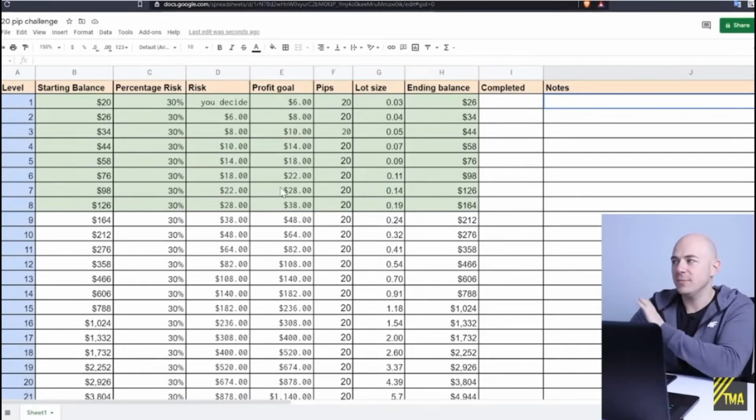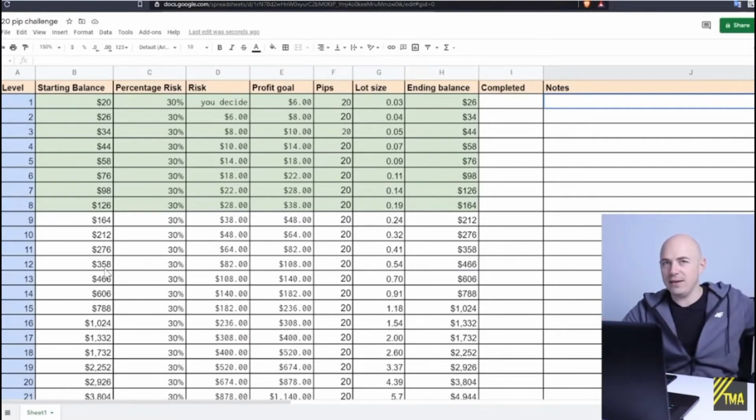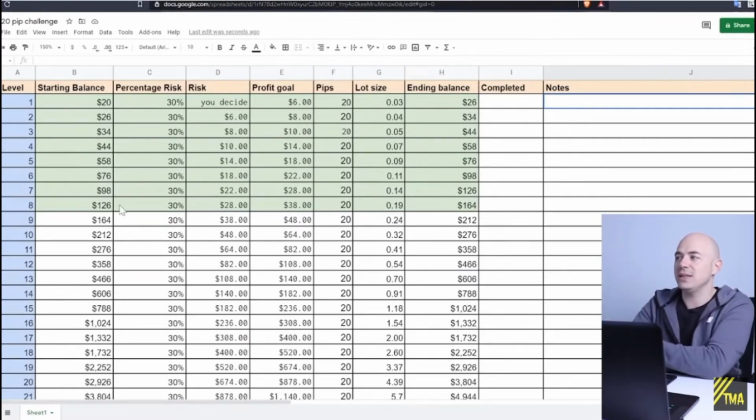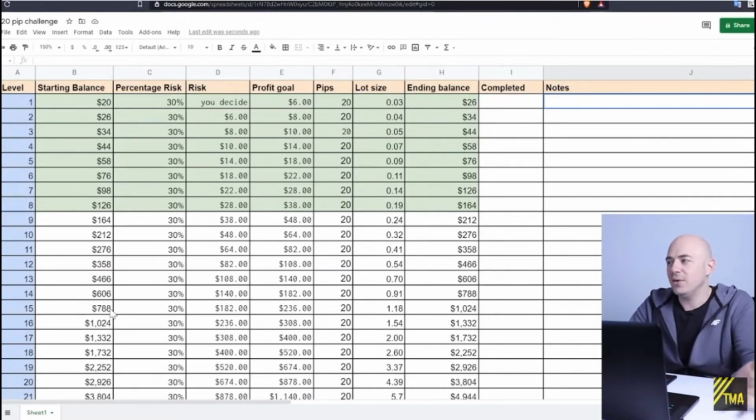Now, do not focus on this as your main source of income. This is a side project that you could possibly test on a demo account. So I did this. I have my main trading account, and then I started doing this just for fun. I got up to level 15. I was at $788, and I was like, this is cool. I can do this. I'll eventually get to the end.